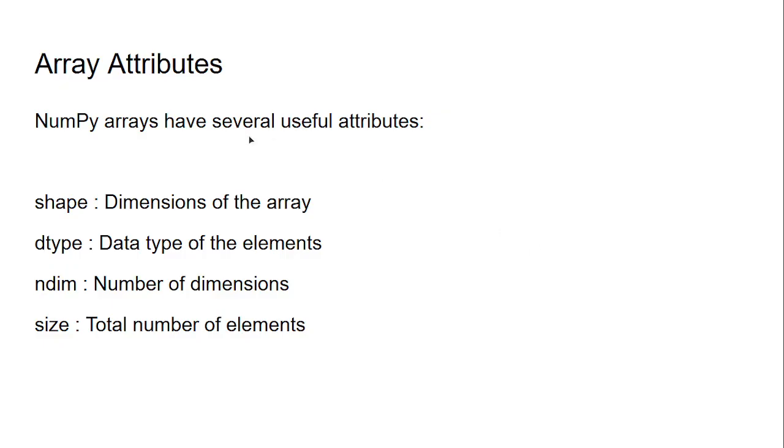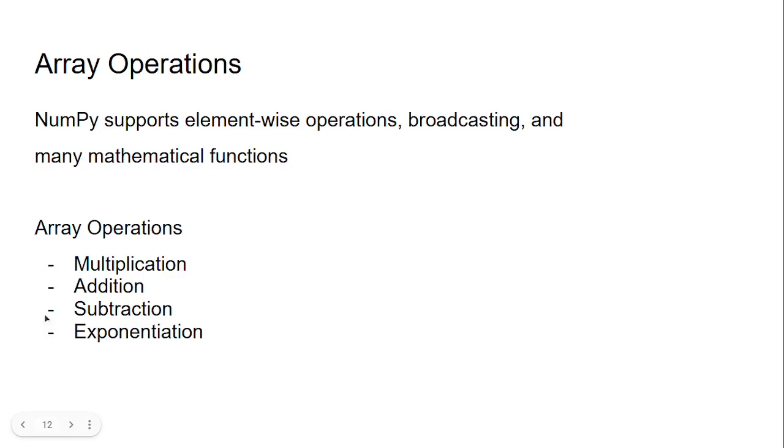Arrays have various attributes. We have shape, which tells us the dimension of the array, dtype, which tells us the data type of the elements, ndim, which represents the number of dimensions, and size, which tells us the total number of elements. Array operations: NumPy supports element-wise operations, broadcasting and many mathematical functions. Array operations include multiplication, addition, subtraction, exponentiation, division, floor division, etc.